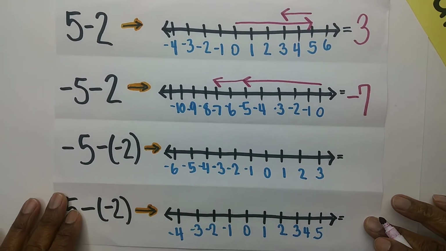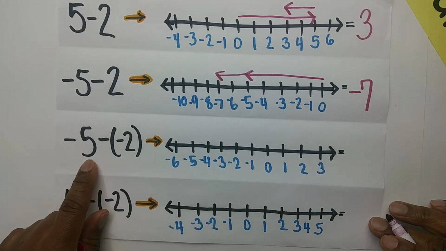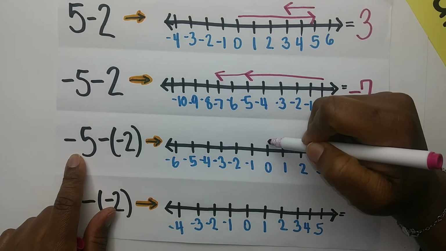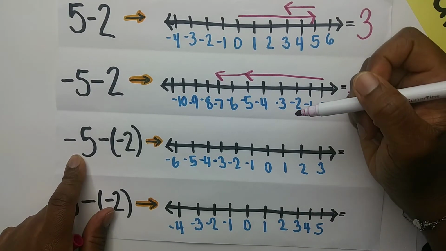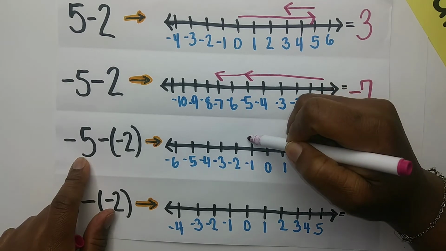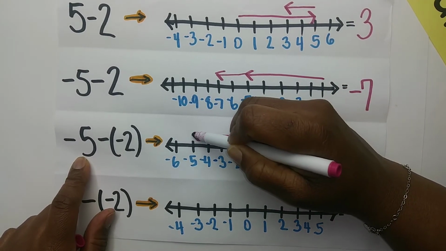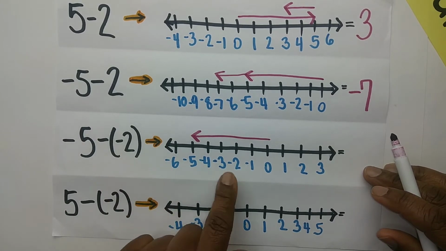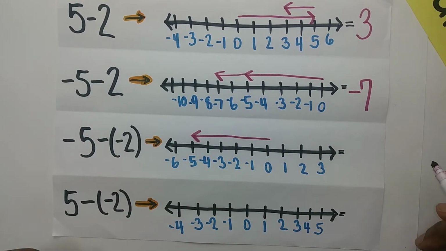The next one, negative 5 minus negative 2. So I'm going to start at 0 and I'm going to go in which direction, to the right or to the left? Well, negative is to the left, so I'm going to go 5 units to the left. Now, which way am I going to go? Am I going to continue to the left or am I going to turn around and go to the right?